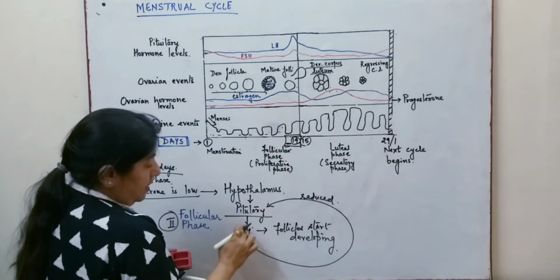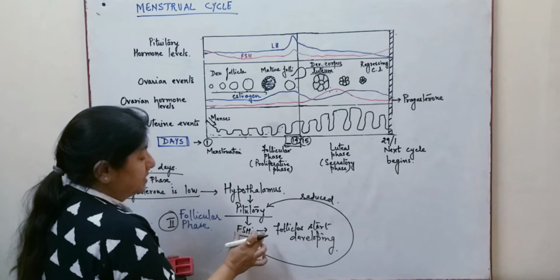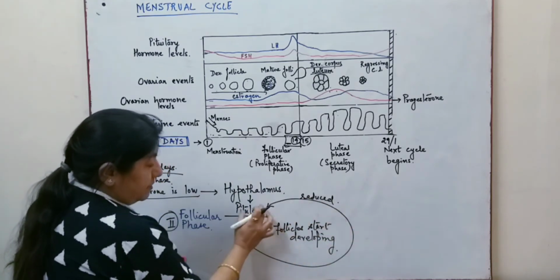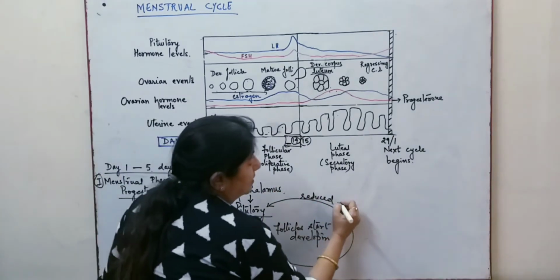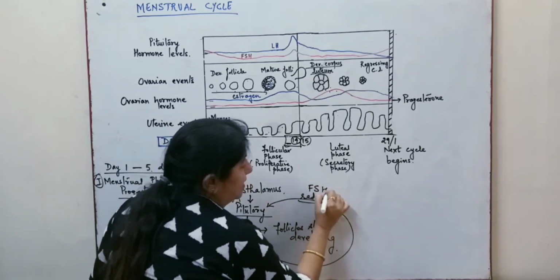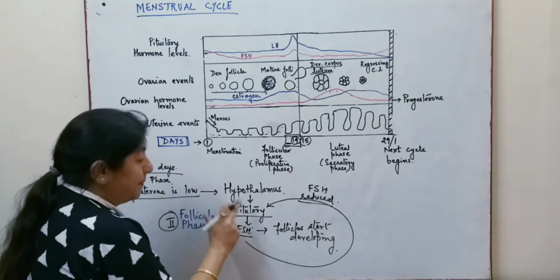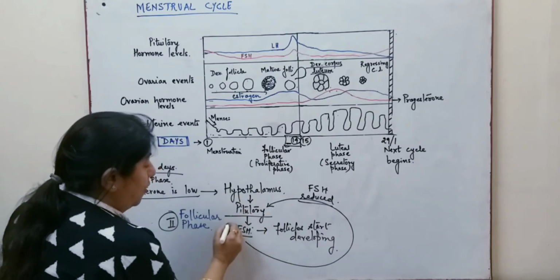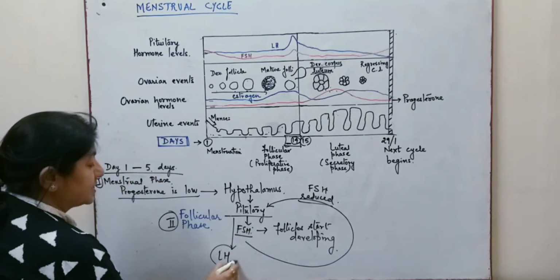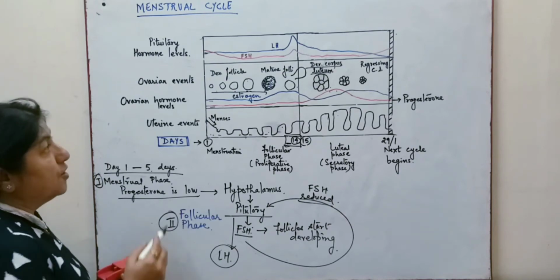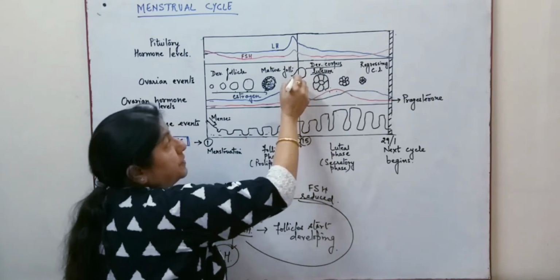So since this development has taken place, the information will go to the pituitary, and as a result there is a reduction in the secretion of FSH, and the development of the follicle does not take place further, but it triggers the production of LH, that is the luteinizing hormone. Now, this luteinizing hormone is responsible for the release of the ova from the Graafian follicle.